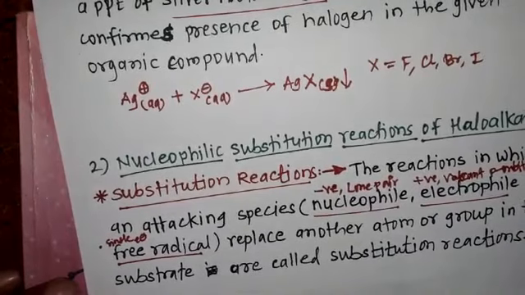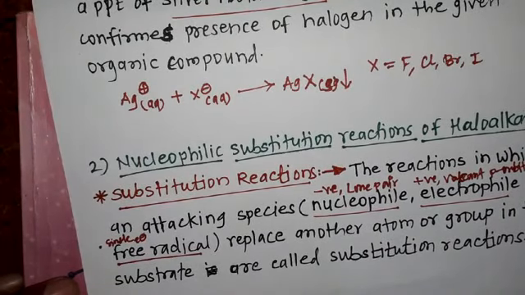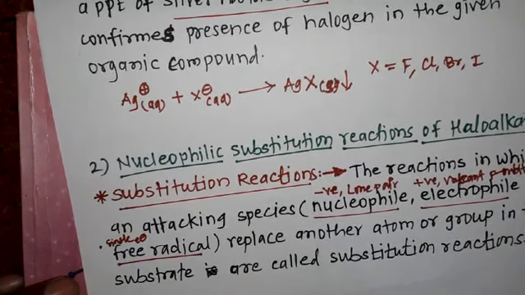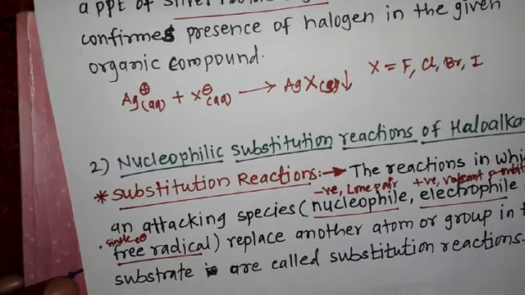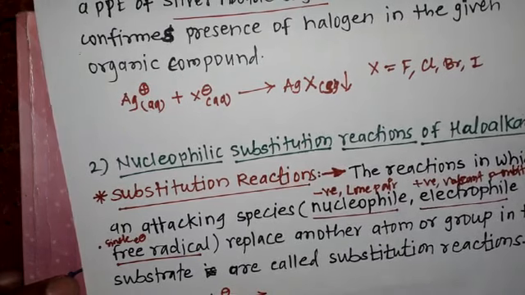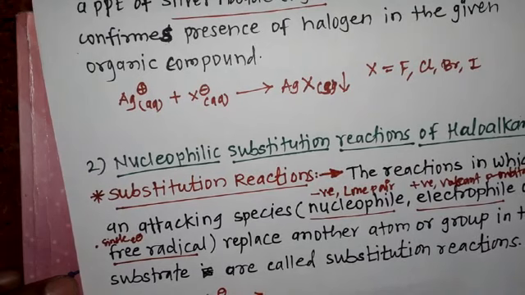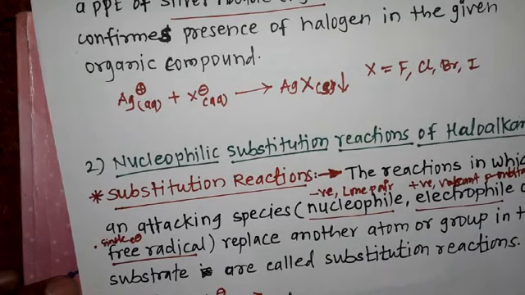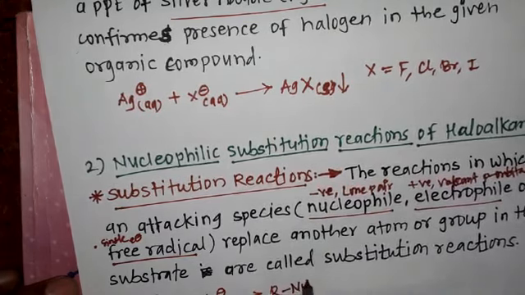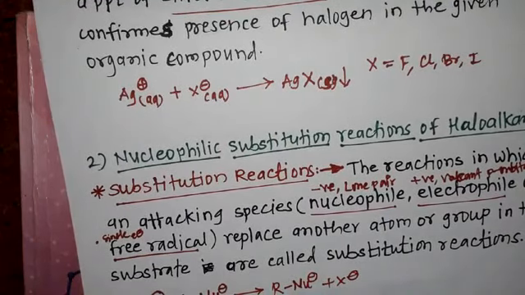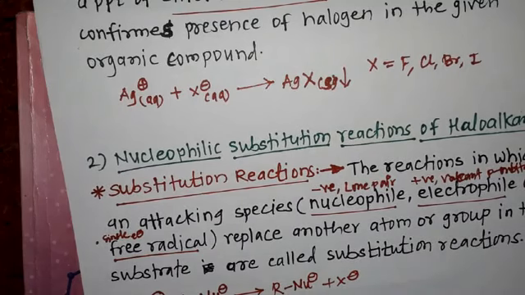Here we take the general reaction as example. This is alkyl halide, and when this nucleophile approaches this alkyl halide, then this replaces halide or halogen from alkyl halide. And this type of reaction is called nucleophilic substitution reaction.